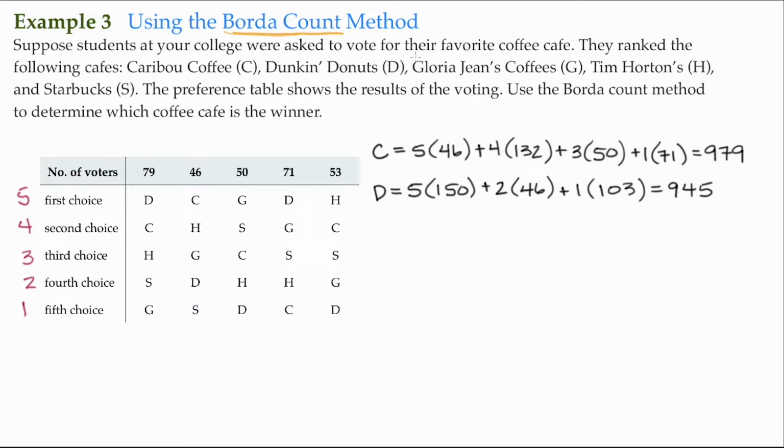We go on to the next candidate. That's Gloria Jean's Coffees. That's G. 50. So that's 5 times 50 for first choice. 71. 4 points for second choice. That's 4 times 71. And again, we just go right through all the rankings here. There's Gloria Jean's here. That's 3 times 46.